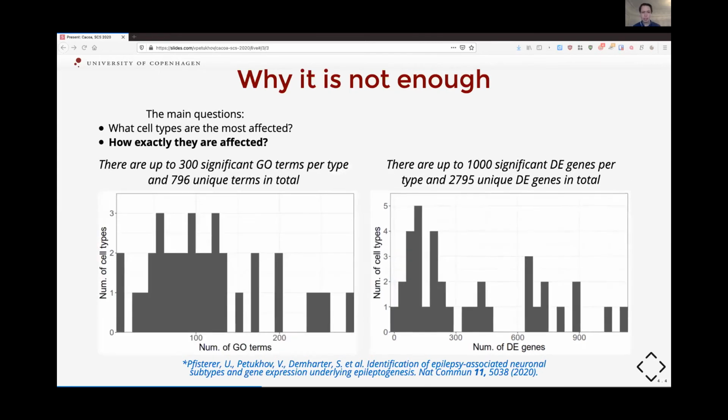And even if you reduce the number of genes with gene ontology terms, you still have hundreds of GO terms. Looking at all of them is much easier than using thousands of genes, but it still doesn't make too much sense.